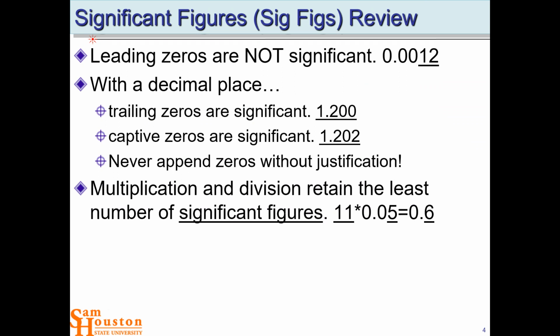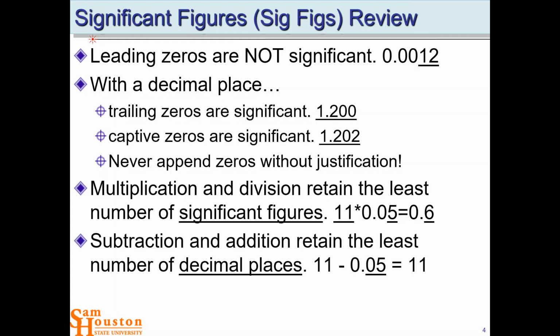And so then this is the tricky part, the multiplication and subtraction and addition rules. For multiplication and division, you just maintain the least number of significant digits. Okay. So 11 times 0.05, 0.05 only has one significant figure. And so the result should be rounded to one significant figure. Okay. So I see some nods, that's good. The thing that confuses people is the subtraction and addition rules. Okay.